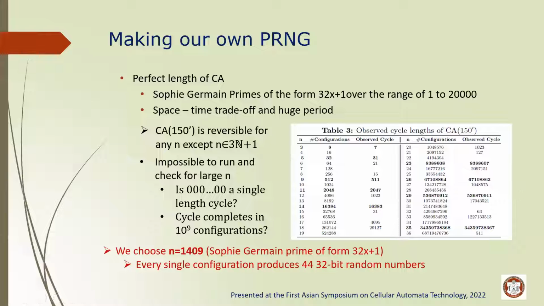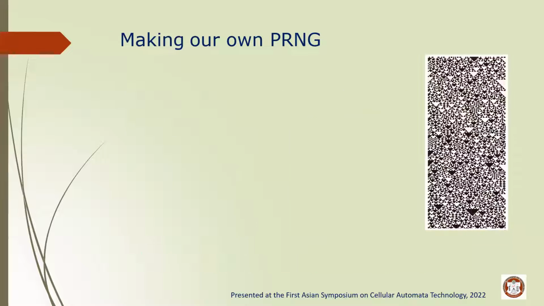Finally, we choose N as 1409. This is a Sophie Germain prime of the form 32 times 44 plus 1. That is, every single configuration will produce 44 32-bit random numbers, and the period length is supposed to be 2 to the power 1409 minus 1. So it is a good space-time trade-off as well as a huge period.